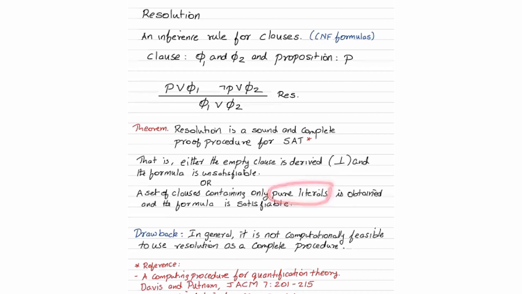Think of it this way: you keep applying this rule. If you are able to derive bottom, then you can conclude that the propositional formula is unsatisfiable. If you reach a step by which you cannot progress any further, so you cannot apply a resolution rule any further, then you can conclude the formula is satisfiable. So that's one way of thinking about it.